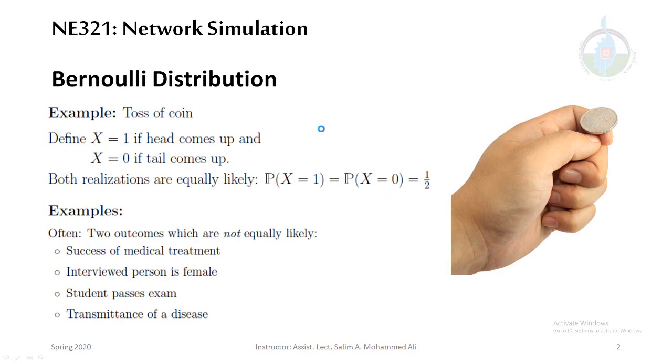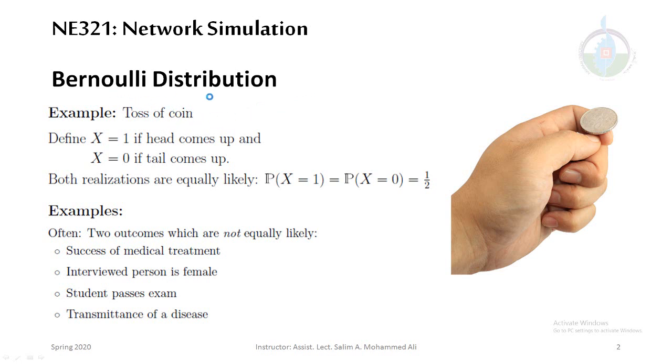Okay, we are going to discuss two important distributions in this lecture. The first one is the Bernoulli distribution and the second one is the geometric distribution. You are all familiar with the Bernoulli distribution. You have taken it in your probability and statistics class, I guess.